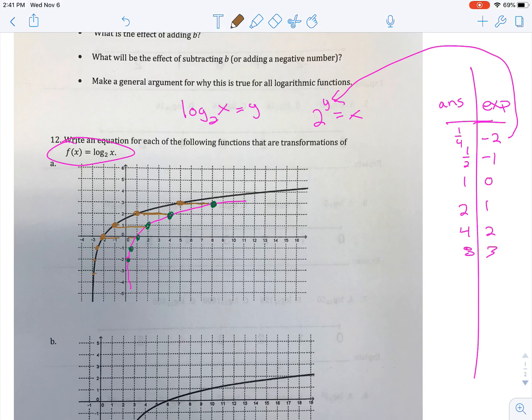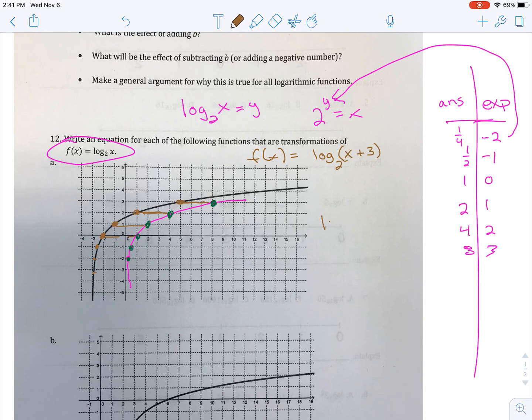And it does. Okay, so it moved left 3. So this would be f of x is equal to log 2x plus 3 in parentheses, okay? That's, remember, in parentheses, it was what moves it left to right. So if I put log 2x plus 3, that would be the same as 3 plus log 2x. These two is a vertical movement, a vertical shift of 3.